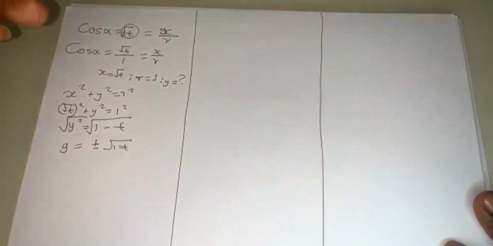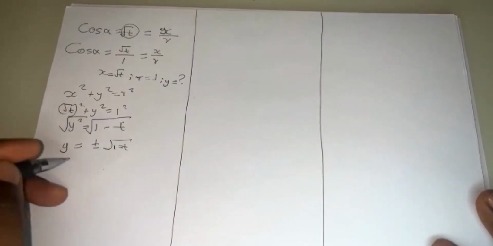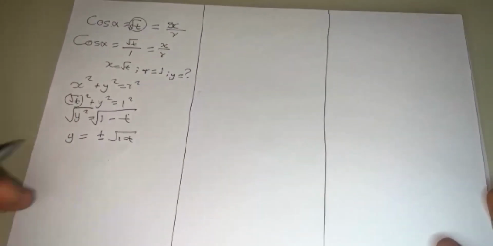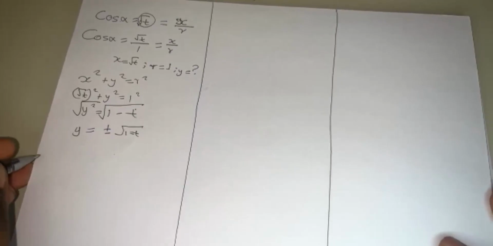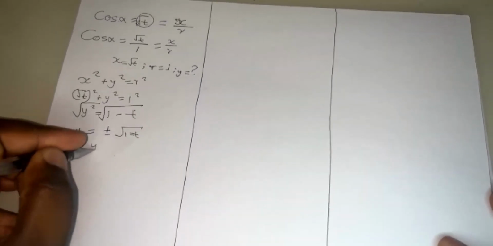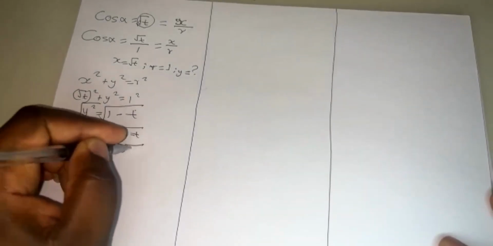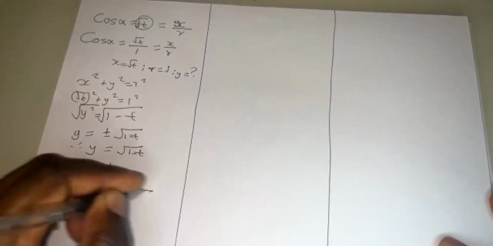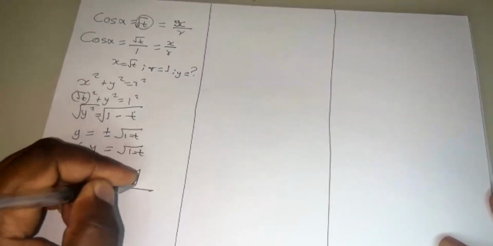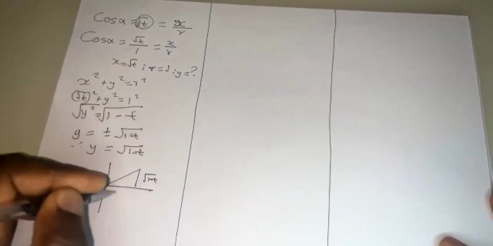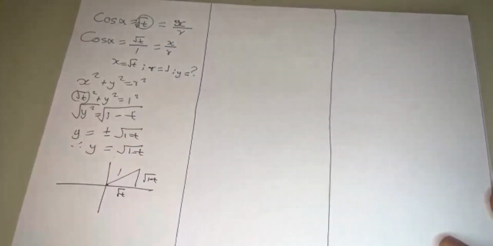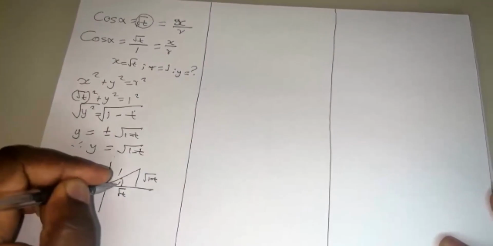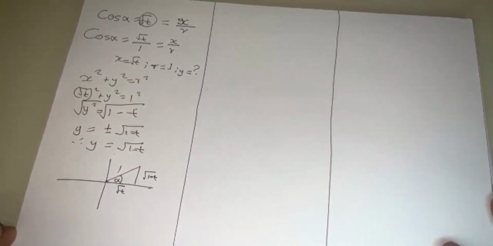So since it's first quadrant, by knowing that they said it's an acute angle, and acute angles are all in the first quadrant, therefore y is equal to plus root of 1 minus t. The triangle will be in this manner. Then we will have root of 1 minus t, root of t, and 1 on this side, and angle alpha is in this way.